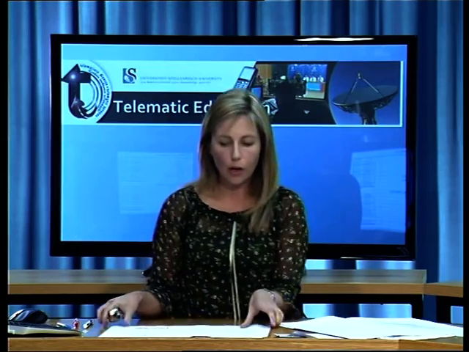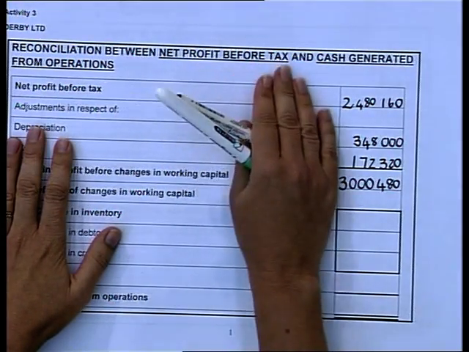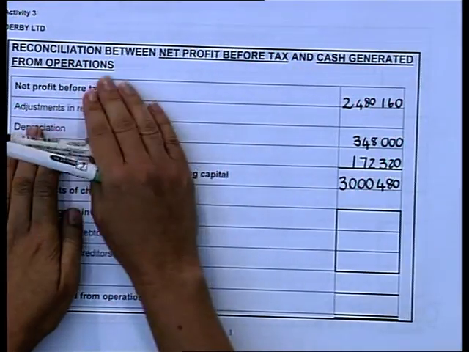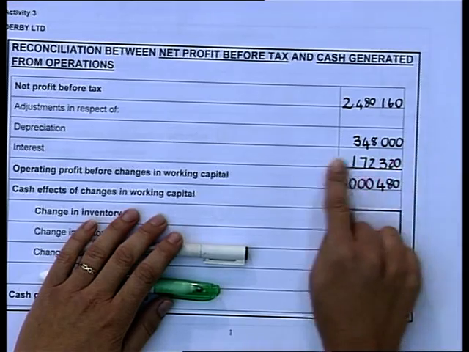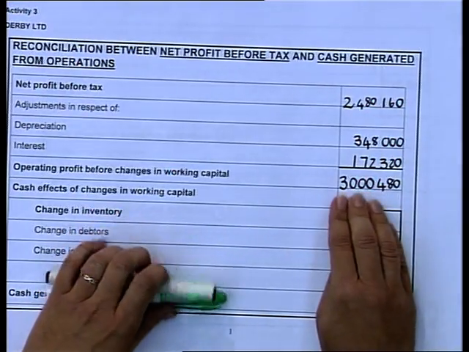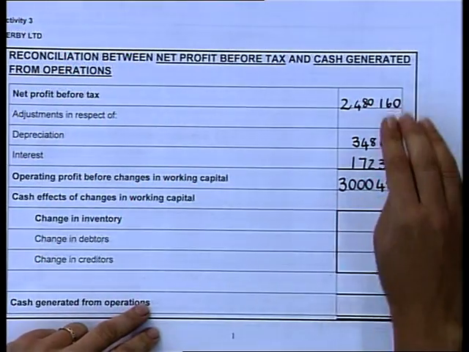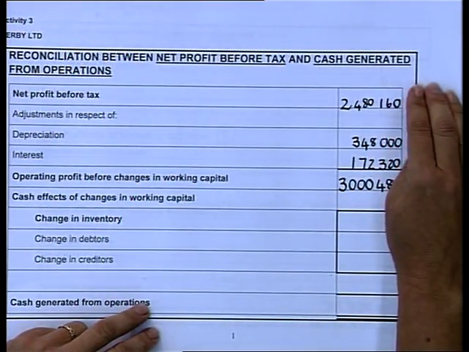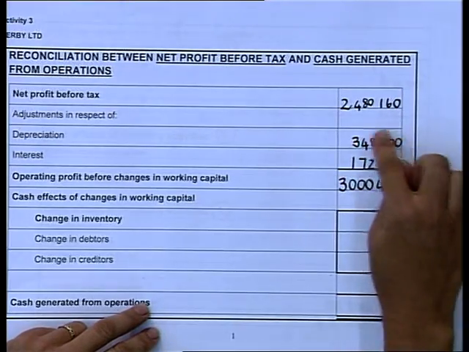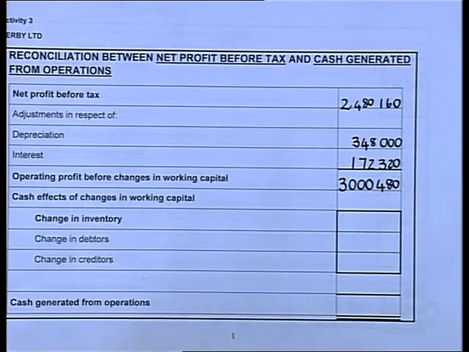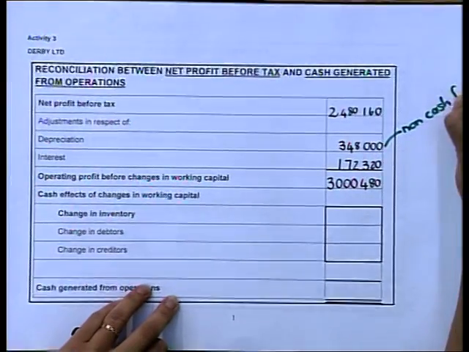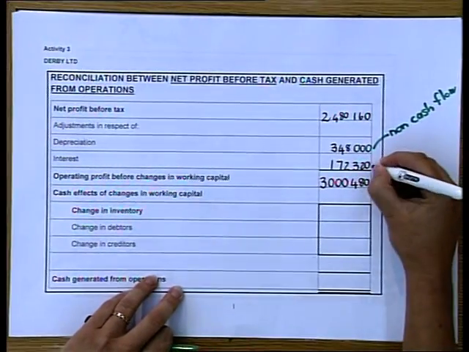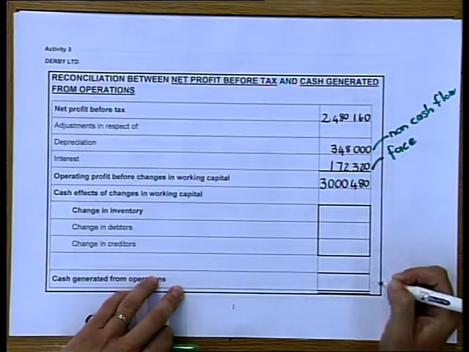Okay, so we are back in the reconciliation of net profit before tax and cash generated from operations. We had to stop quickly because I needed to explain to you this interest bit. Now we can see from our information that the net profit before tax was 2,480,160. The depreciation we add back because it's a non-cash flow item. Remember, make a note there for yourself, non-cash flow. That's why we add it back. And the interest, because that is going to the face of the cash flow statement.